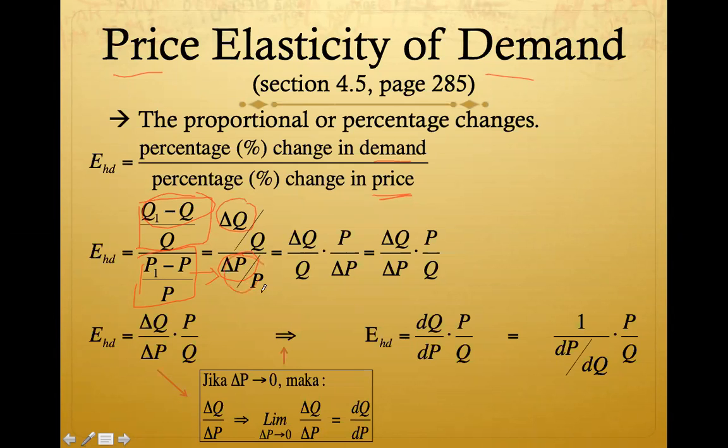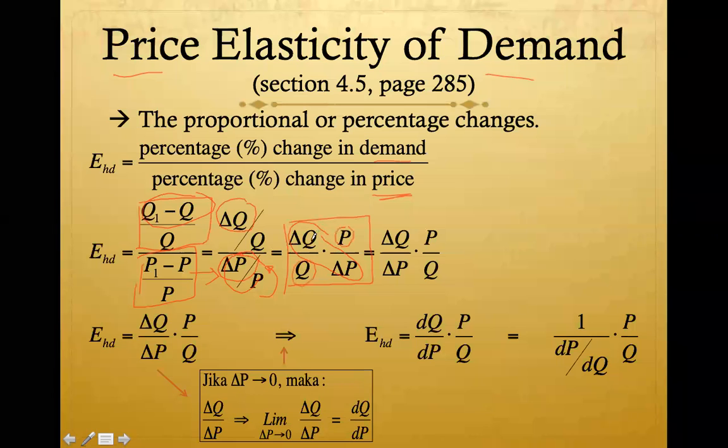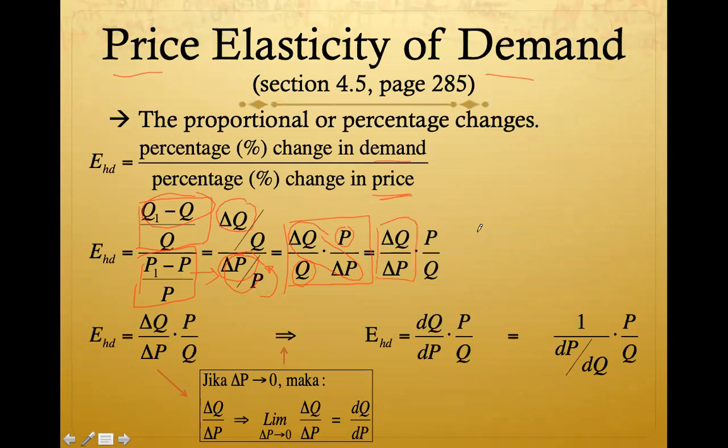You move the denominators to the upper and the lower, and it will be like this one, and we can group delta with delta and variable with variable. dQ divided by delta P, with P and Q. So if we take the limit, the change in Q by the change in price will be dQ by dP, which is a differentiation.